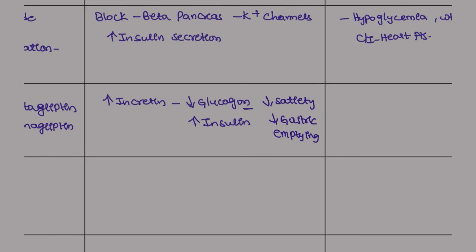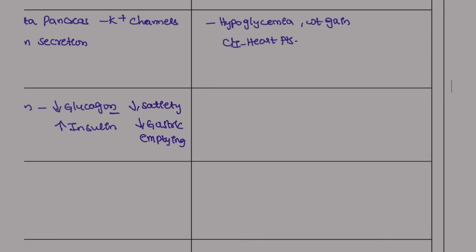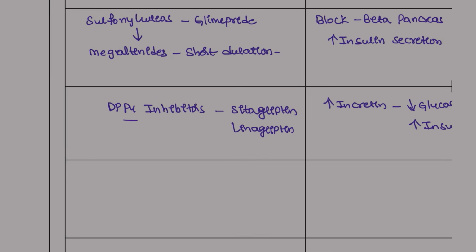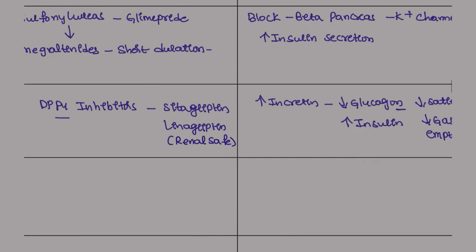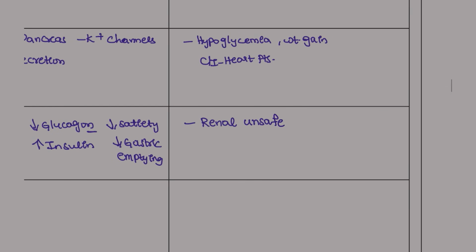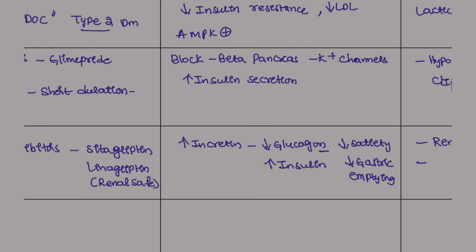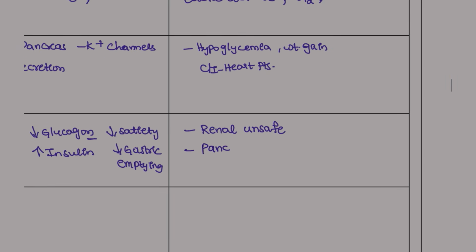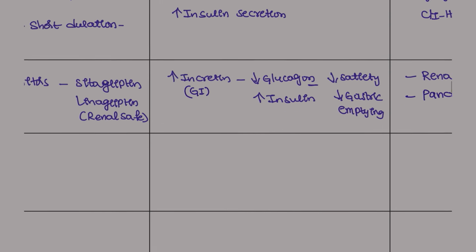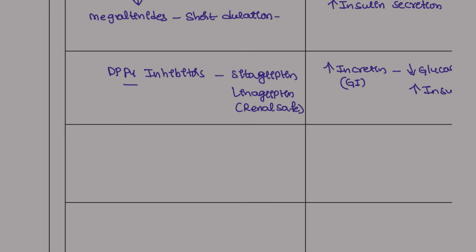So this is the indirect effect of the DPP4 inhibitors, but most are renal unsafe drugs. One drug that can be given to renal patients is linagliptin; it works as a renal safe drug. Incretins are present in the GI system, so it can cause pancreatitis, a rare side effect, and it is associated with weight loss. These DPP4 inhibitors are good weight loss drugs.